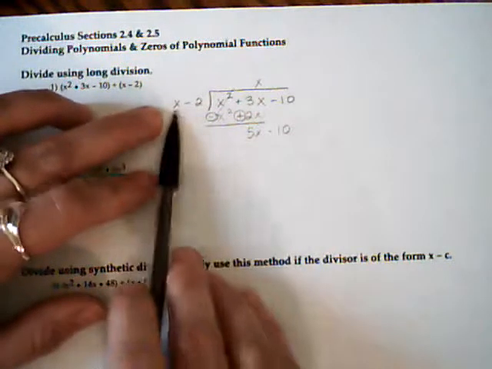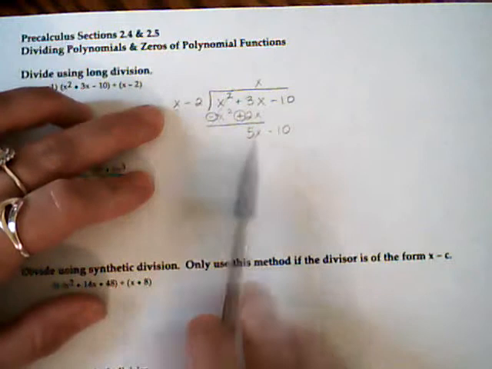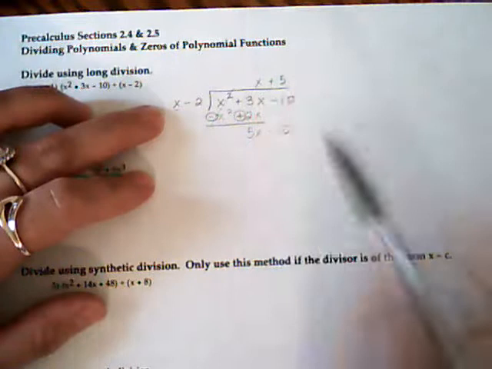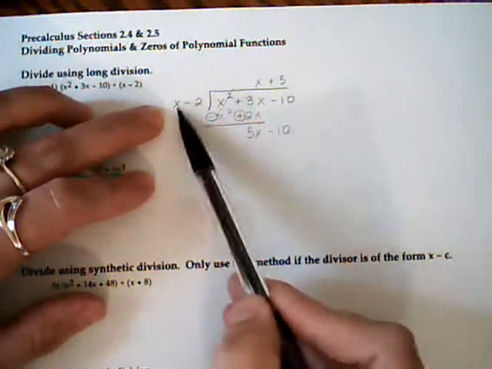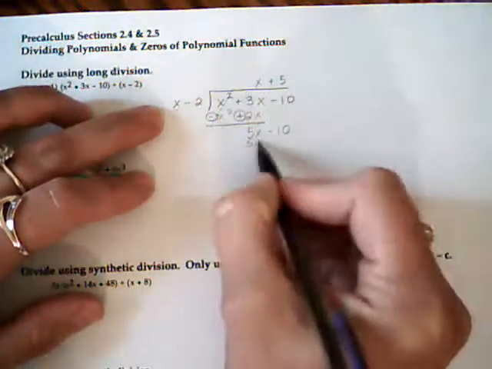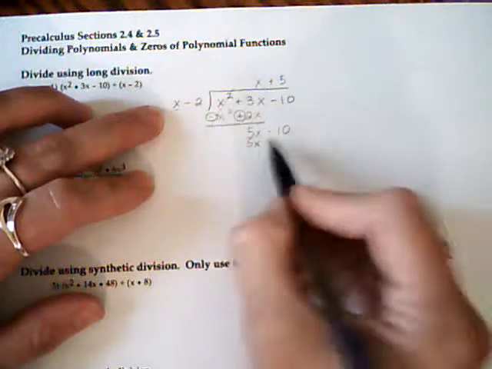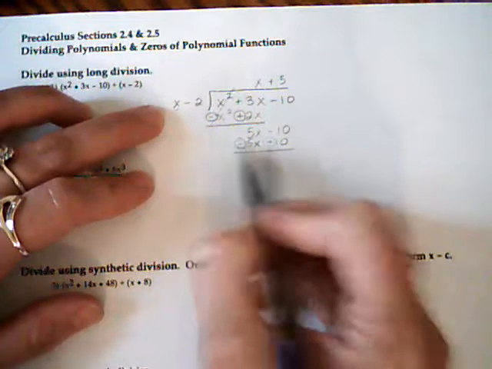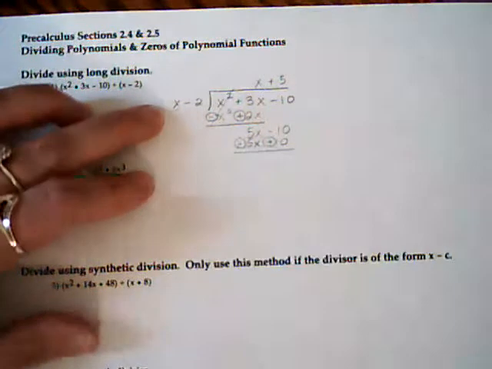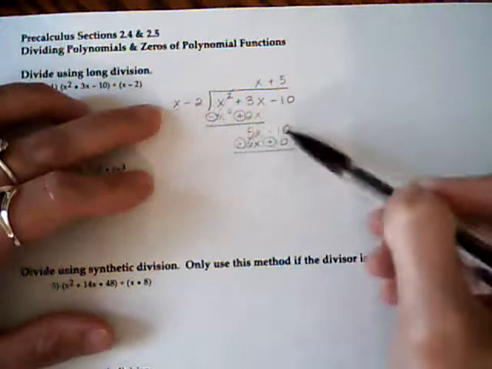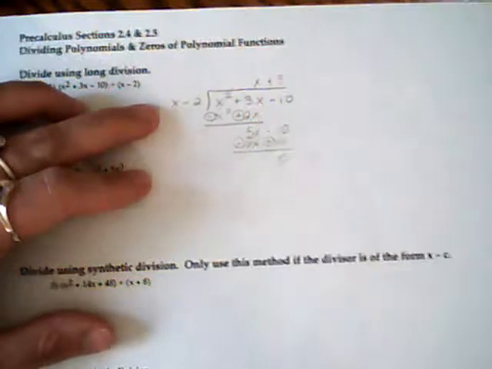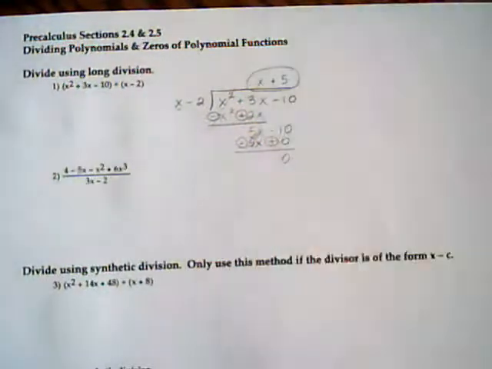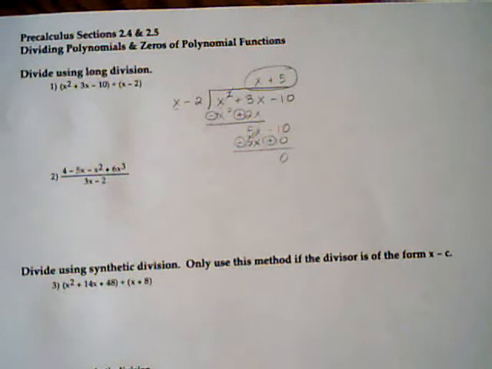So I would need to divide x into 5x. What times x would equal 5x? That would be plus 5. Multiply again: 5 times x is 5x, 5 times negative 2 is negative 10. And then subtract, or change your signs. In this case, everything subtracts out. I have a 0 remainder. So my answer would just be the polynomial x plus 5 with no remainder.